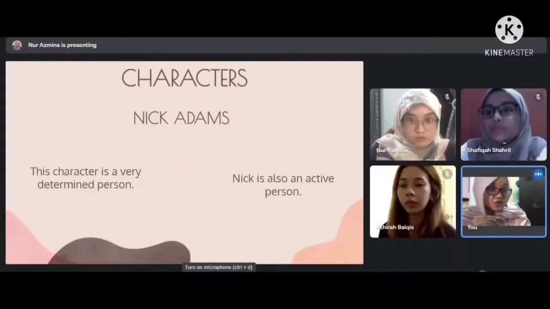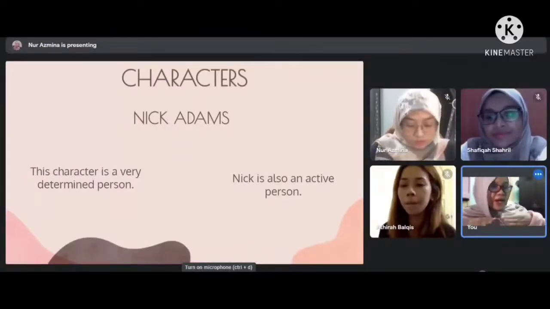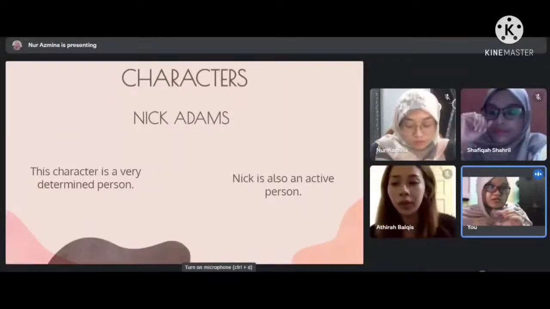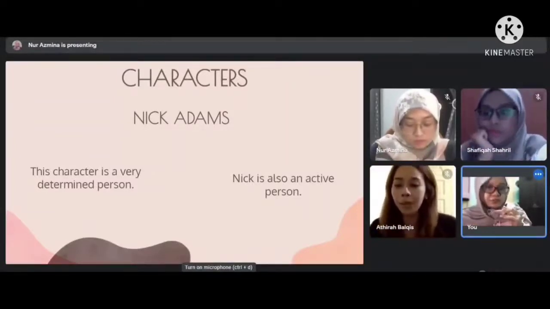He had taken a short nap, and right after he had taken that short nap, he immediately woke up and went straight into going to that one spot. So, in my opinion, that shows that this character is a very active person.